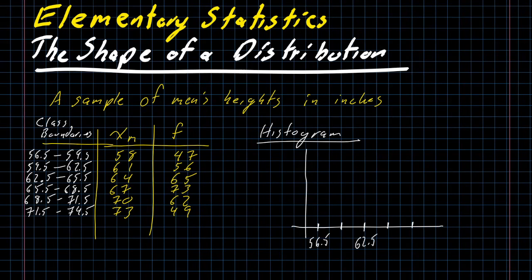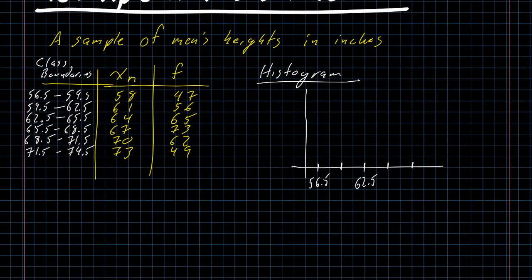For the sake of space, I'm only going to label every other boundary, but we get all of the boundaries going across here. I hope I left myself enough room. So 56.5, I don't have enough room to write 59.5, 62.5, 65.5, 68.5, 71.5, and 74.5.